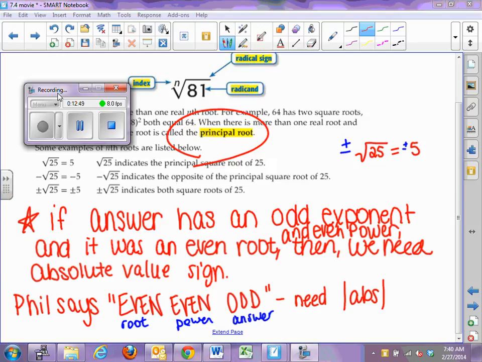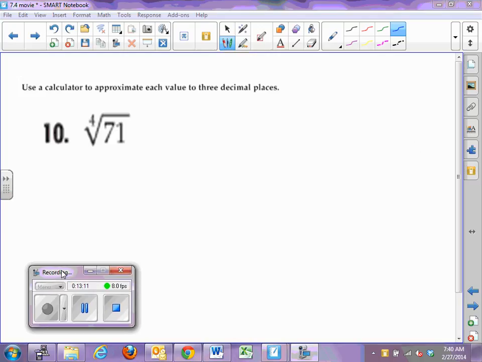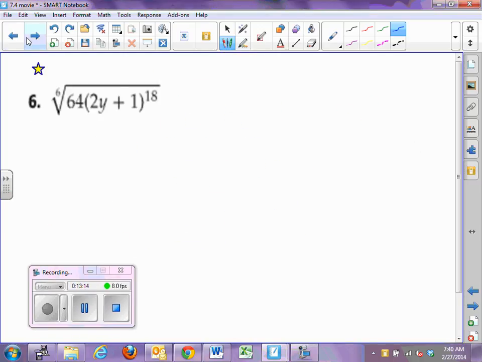Even, even, odd. We used to always say even, even, odd. If the root was even and the power was even and the answer had an odd exponent, we're talking about exponents here, we need an absolute value sign on that one variable, whichever variable it is. So even, even, odd, let's use it. Now you might not understand it fully, but when we do some problems like this one with a star, I put a star by it, we're going to use the even, even, odd check when we're done with it.